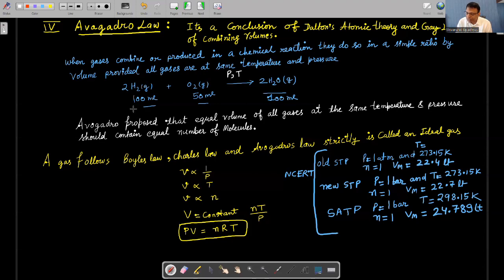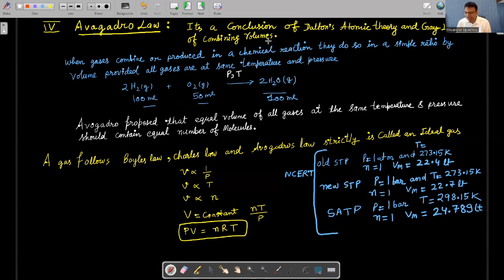So in place of the number of moles, we can also write in terms of volume that 100 ml of hydrogen gas is reacting with 50 ml of oxygen to form 100 ml of water vapor. We use this in stoichiometry, very commonly. That is known as Gay-Lussac's law of combining volume: when gases combine or are produced in a chemical reaction, they do so in a simple ratio by volume, provided all gases are at the same temperature and pressure. So Avogadro's law is basically a conclusion of Dalton's atomic theory and Gay-Lussac's law of combining volume.